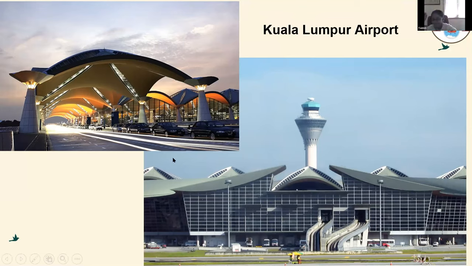So this is the airport. This is the Kuala Lumpur airport. This is one of the most beautiful airports you can visit in the world. It has a very beautiful ambience. The entrance is so beautiful. No, the whole Malaysian airport is very beautiful. This is the international airport in Kuala Lumpur.